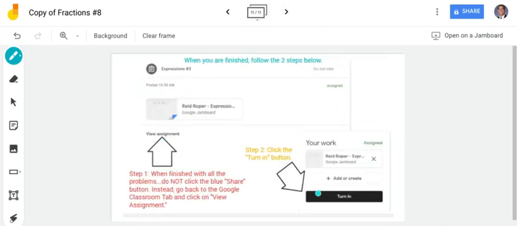Click View Assignment and turn in. And once you turn it in, I'll give you feedback on the ones that you missed so that you can make your corrections.